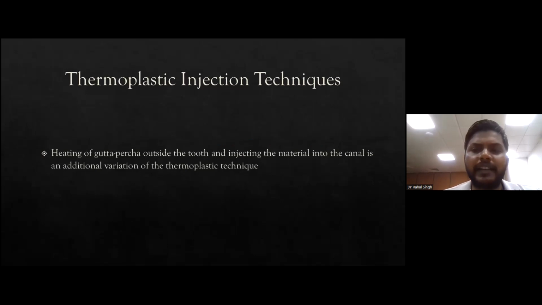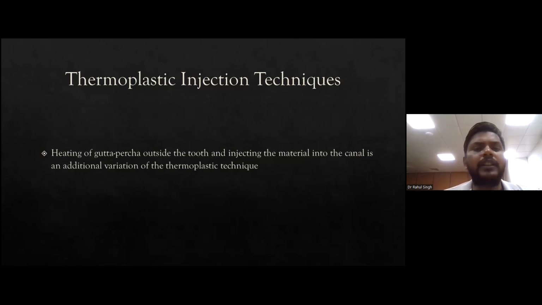Coming on to the thermoplastic injection techniques, in which we heat the gutta percha. Here, we put the master cone in the canal and then down pack it. In these thermoplastic injection techniques, we are heating the gutta percha outside the tooth, and with the help of a cannula or a needle, we put that warm thermoplastic gutta percha directly into the root canal. So heating the gutta percha outside the tooth and injecting the material into the canal is an additional variation of the thermoplastic technique.